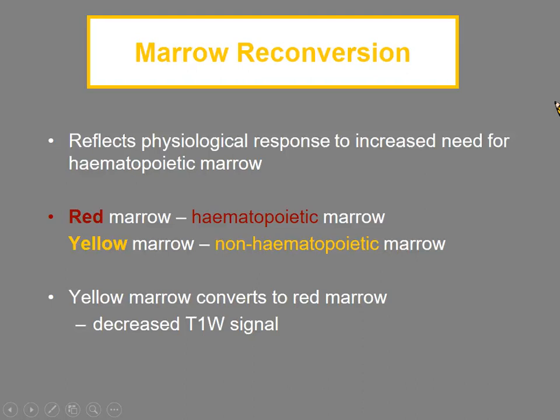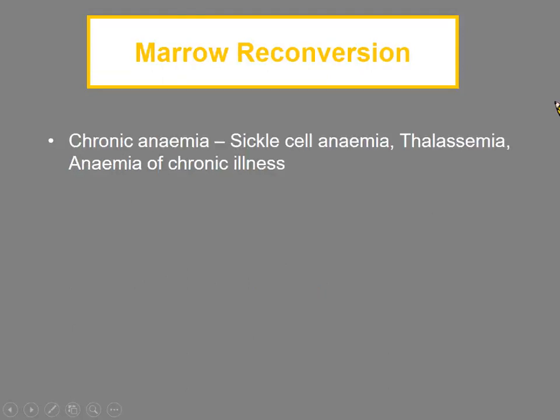Now, marrow reconversion basically reflects a physiological response to an increased need for more hematopoietic marrow. Now, we have seen that red marrow is the marrow that is hematopoietically active, and yellow marrow is the relatively inactive marrow. So when there is an increased need for more hematopoietic marrow, what happens is the yellow marrow converts to give you more red marrow, and this results in a decrease in the T1 weighted signal. And we can see this in various causes of chronic anemia, such as sickle cell anemia, thalassemia, or anemia of any chronic illness, including chronic renal failure.